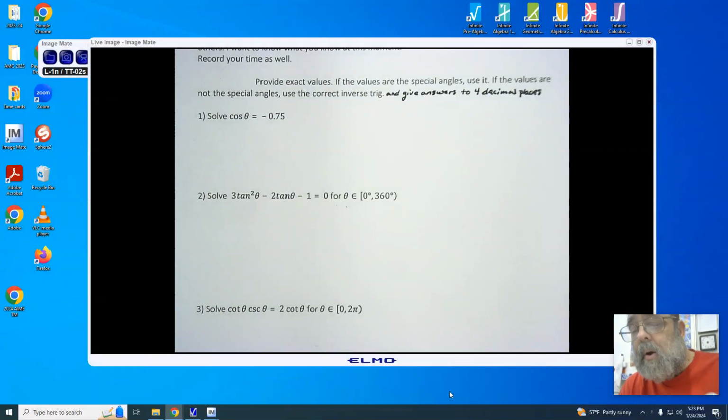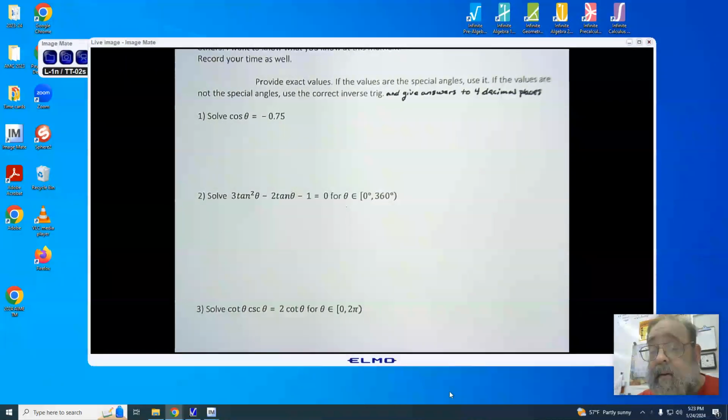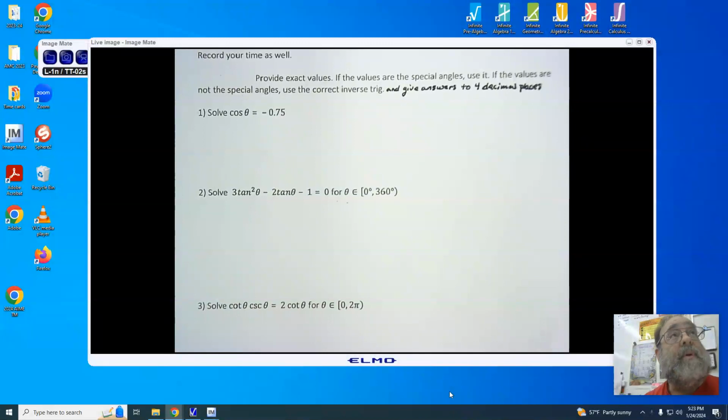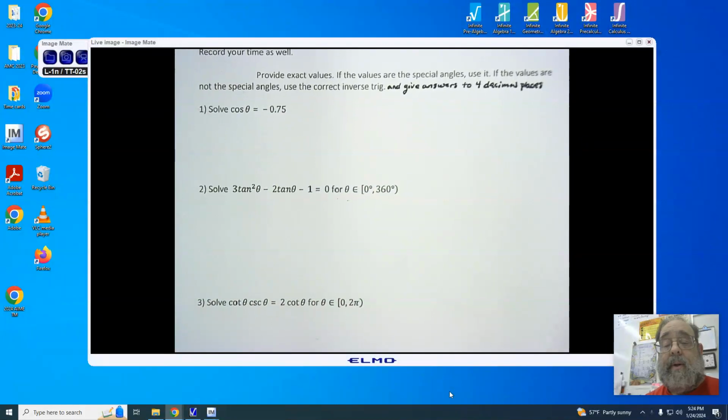Today we're taking a look at, once again, reviewing trig functions and solving. So I have some problems again today for students to work on. You'll notice we are trying to give answers to 4 decimal places when we are using our inverse trig and our calculator. So please make sure you have a calculator with you for those of you who are following along.